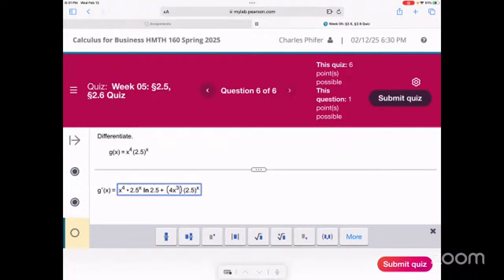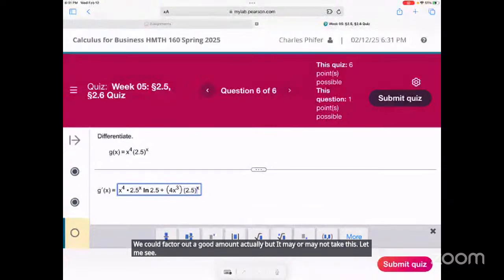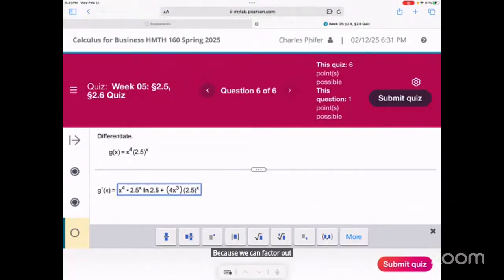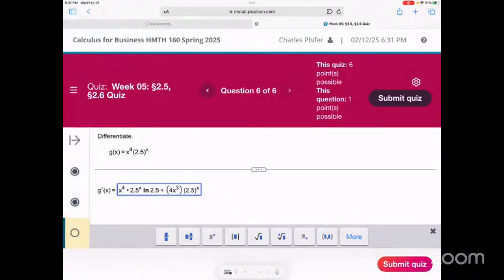Okay, we could factor out an x cubed, but I don't think that really helps us any. We could factor out a good amount, actually, but it may or may not take this. Let me see. Because we can factor out 2.5x times x cubed, because that's what they both have. It doesn't say simplify or anything like that, so I'm going to go with it. All right, here we go. Moment of truth.